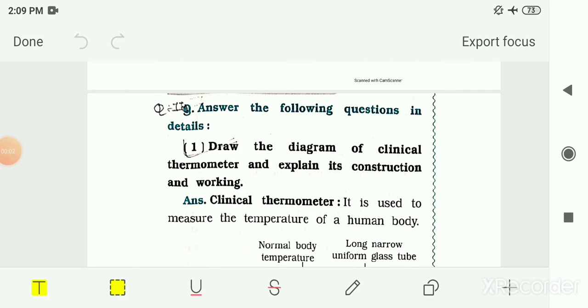Hello students, in this video we are going to study the remaining exercise, that is, answer the following questions in detail for Chapter 4. The chapter name is Heat, Class 7, Subject Science, NCERT. So before starting this exercise, let me recall what we had learned in the chapter.